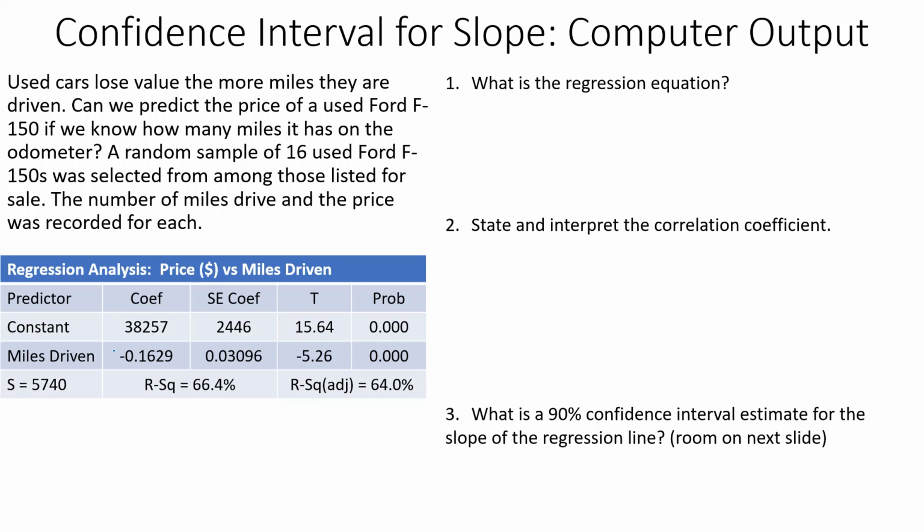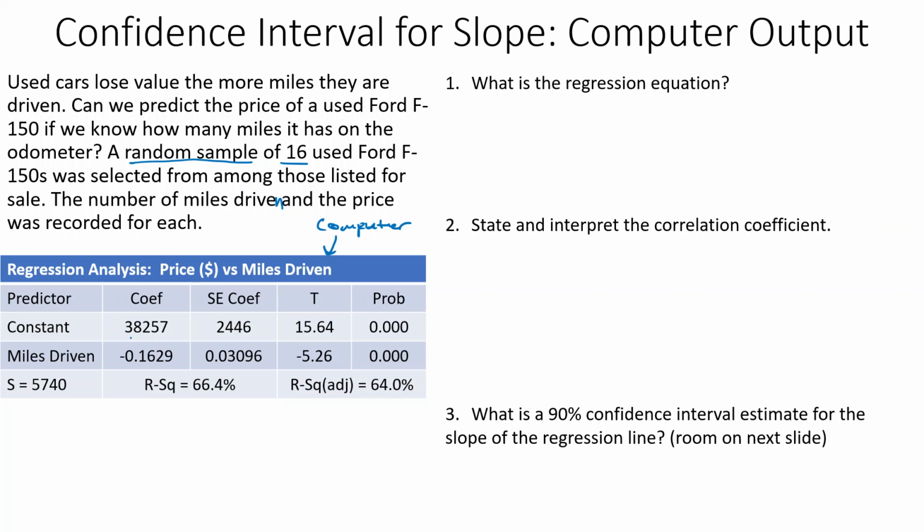All right, so another example, this one we're working with the computer printout. So here's our computer printout here. All right, so used cars lose value the more miles they are driven. Can we predict the price of a used Ford F-150 if we know how many miles it has on the odometer? A random sample, cool, random sample, of 16 used Ford F-150s was selected from among those listed for sale. The number of miles driven and the price was recorded for each.